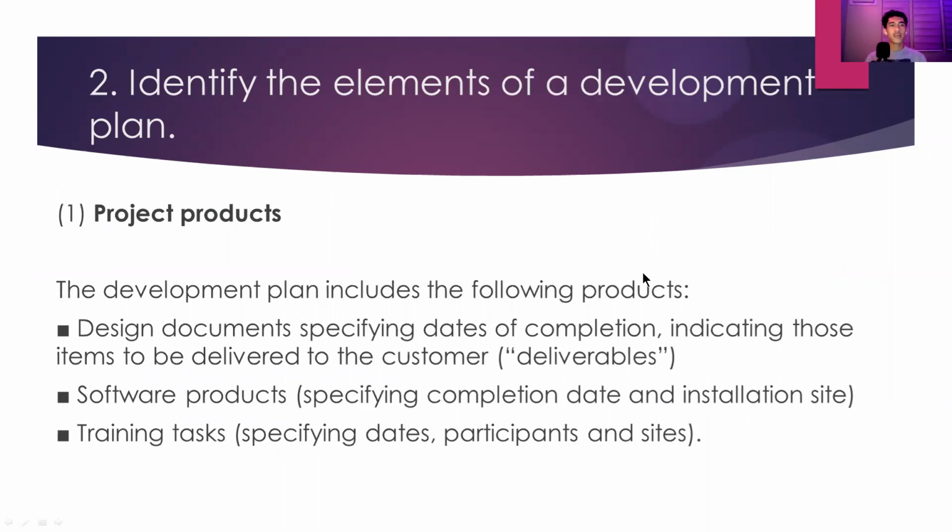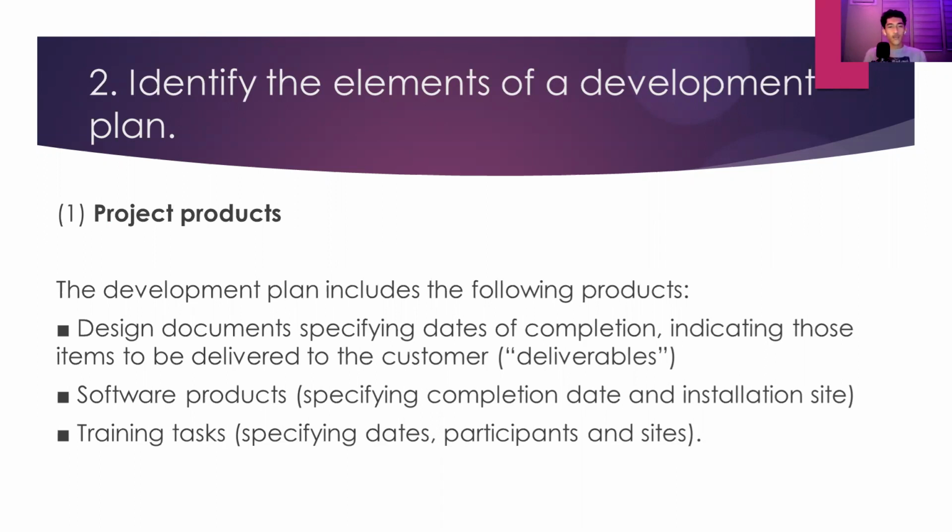Then the second question is: identify the elements of a development plan. By the way, the elements of a development plan number 11. First is project products. The development plan includes the following products. First is design documents, specifying dates of completion and indicating those items to be delivered to the customers, or what we call the deliverables.